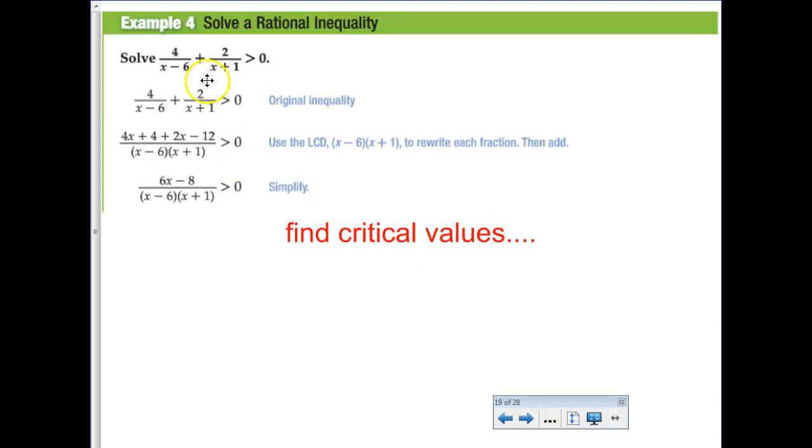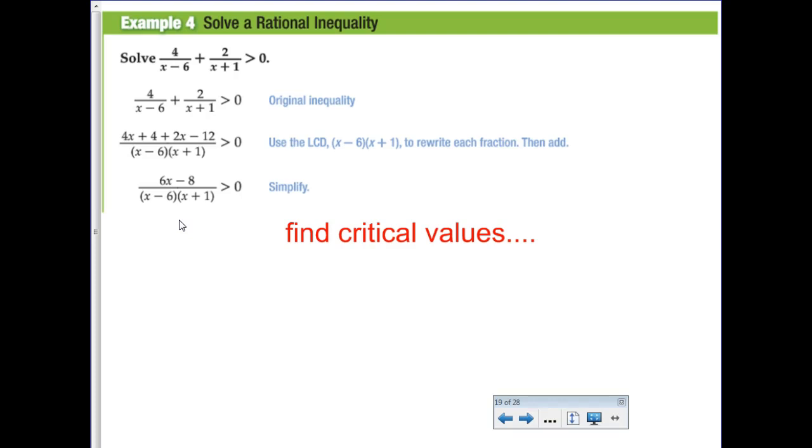Like, for instance, on this question, this was not in rational form. So if this was our question, we'd have to get common denominators. So we'd multiply this side by x plus 1 and this fraction by x minus 6. And after we simplified it, then we could go to town finding all the things that would create sign changes.